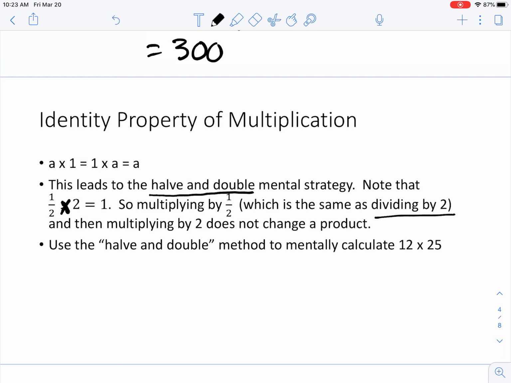So with 25 times 12, this might sound like, let's use halve and double. Half of 12 is 6. Twice 25 is 50. 6 times 50, well, I can take 6 times 5 is 30, add a 0, and that'll be 300.